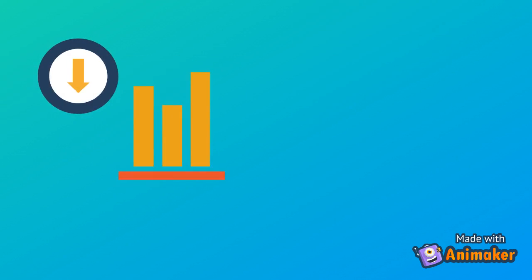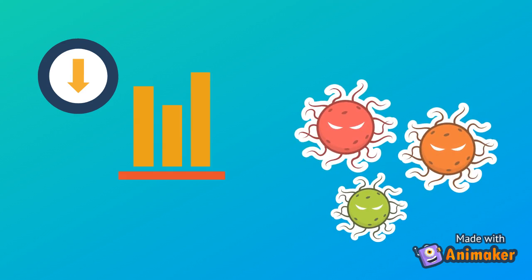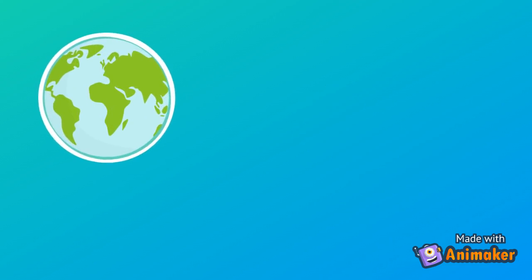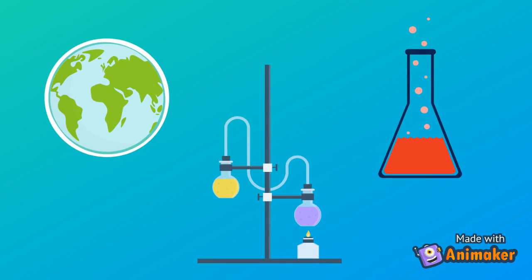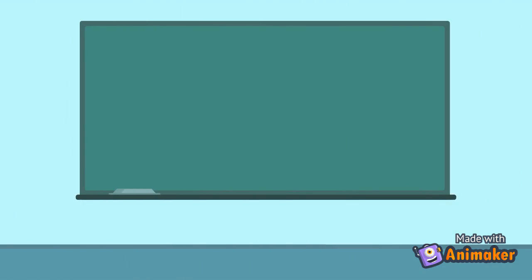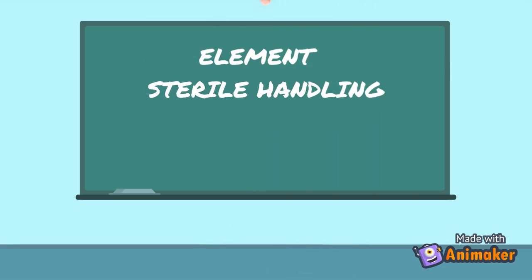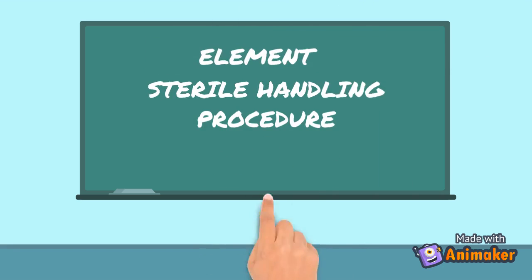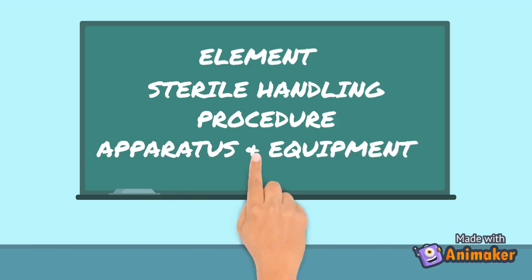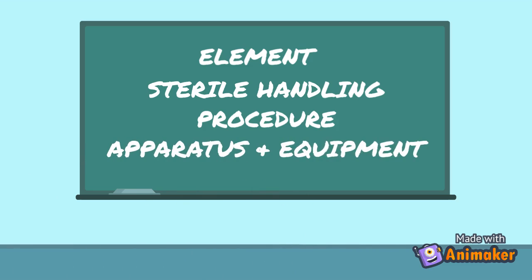Second, to reduce the probability of infection by maintaining the sterility of the environment, equipment, and substances used. In this video, we are going through the elements of aseptic environment, sterile handling, standard operation procedure, and the apparatus and equipment used in the aseptic technique.